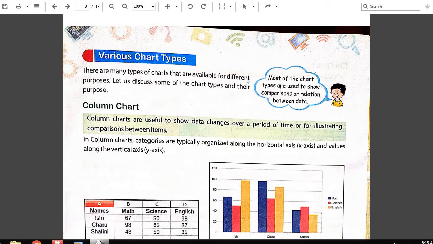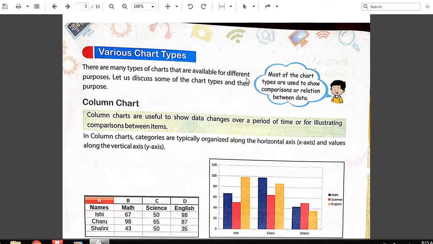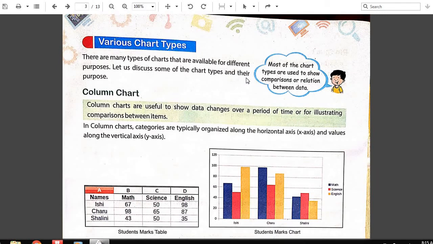There are different types of charts. As per the purpose, you can choose any of the charts as per the need. Let us see the purpose of each chart. The first one is the column chart, and it is used to show how data changes over a period of time. In a period of time, what changes are taking place, and we can compare. It is used for comparisons. We can compare the marks of different students. This is the mark list represented in the form of a chart.